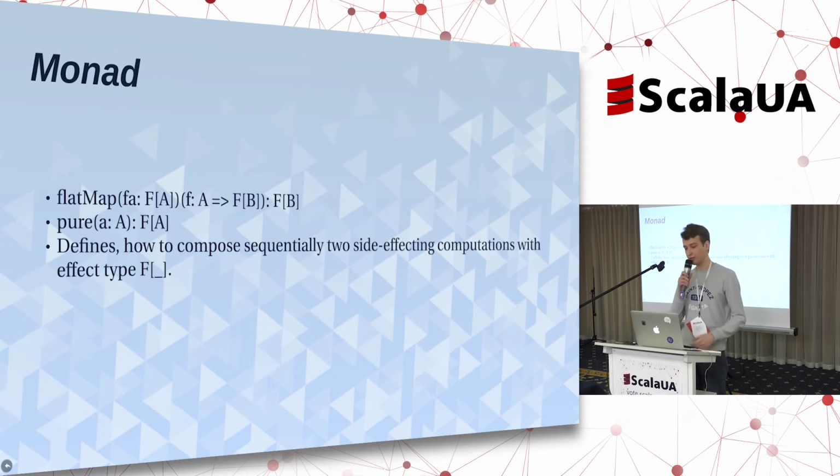So a monad is defined for some effect type F. And it has two functions to work upon this effect type F. First is the flatMap function that takes F of A as the first argument, and then a function of A to F of B as the second argument. So F of A is the first side effect that you are trying to compose, that you are trying to act upon. And the function A to F of B is the continuation. It is what you want to do with the result of this computation F of A. And pure is the ability to lift any value A to the context of F of A.